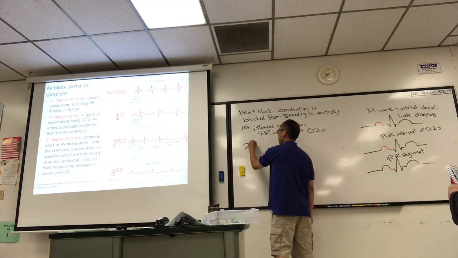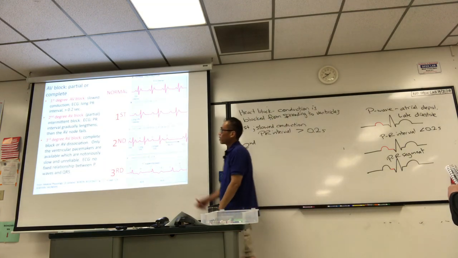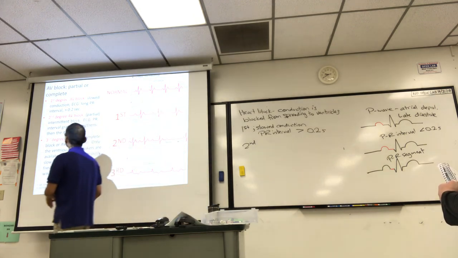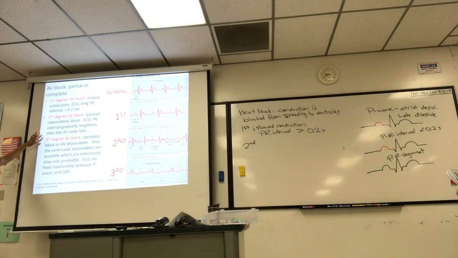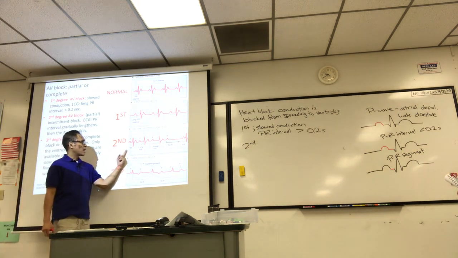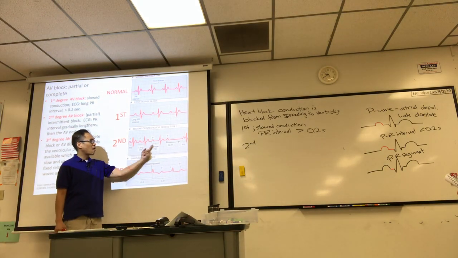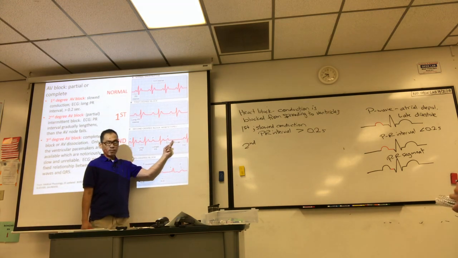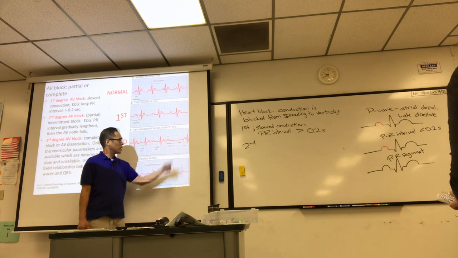Second degree heart block, what you have there is a partial or intermittent block. The PR interval gets longer and longer until the AV node fails altogether. So if you look at the ECG here, it's longer and longer, then you skip an R wave. You just skip a heartbeat right there. It just failed intermittently.